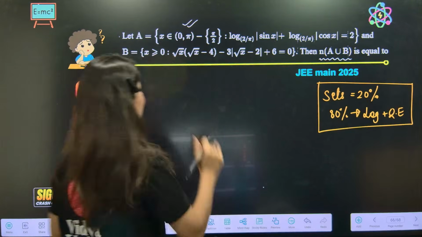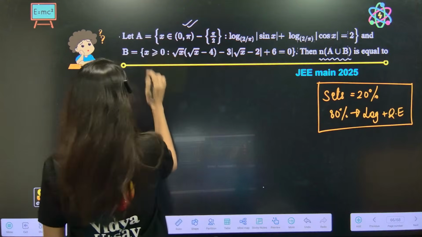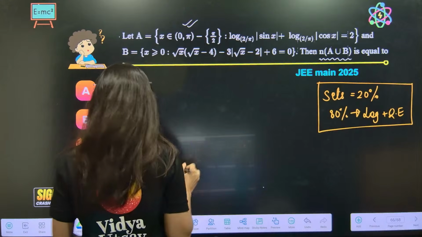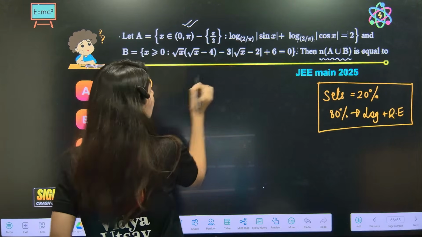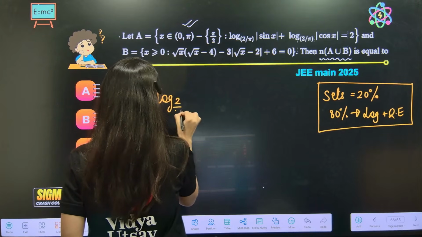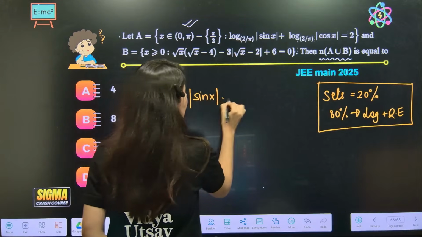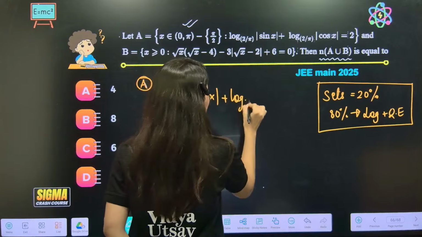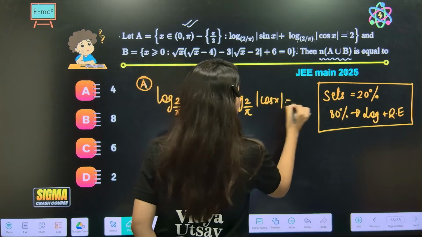Now in this question, what to do? We have to solve set A. Let's talk about set A, everybody. This is your set A: log base 2 by pi of mod sin x plus log base 2 by pi of mod cos x is equal to 2.